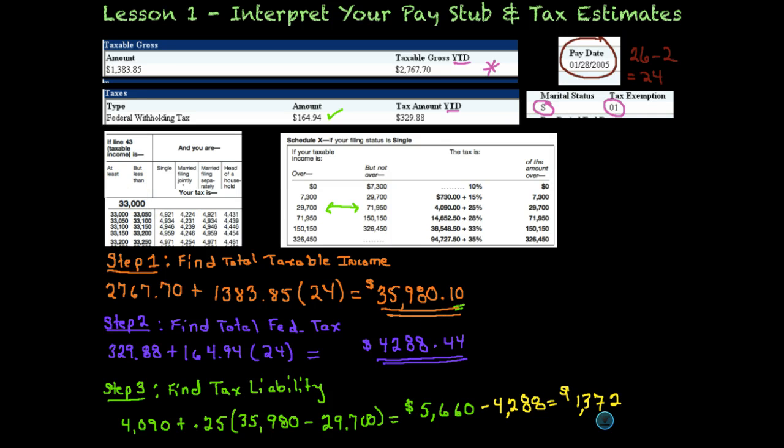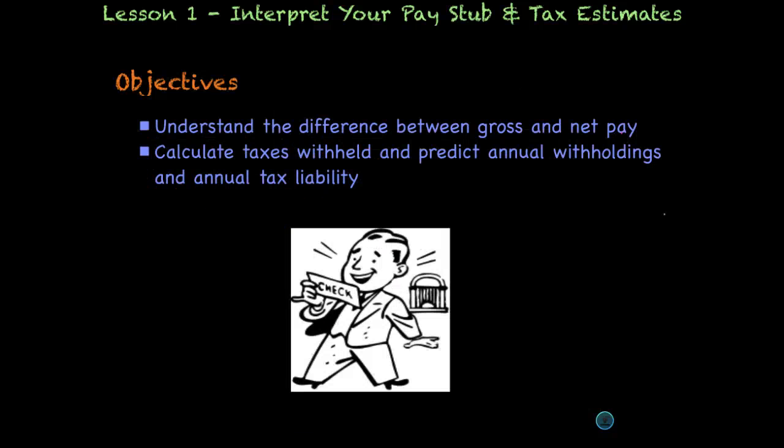All right, that concludes our lesson today on interpreting your pay stub and making some tax estimates. So again, remember, to be successful after this lesson, you should be able to look at a pay stub, find the taxable income or the taxable gross income, and then use that in conjunction with the pay date and the amount withheld year to date to determine or predict your total income at the end of the year, as well as do the same thing to predict and determine your federal income tax at the end of the year.